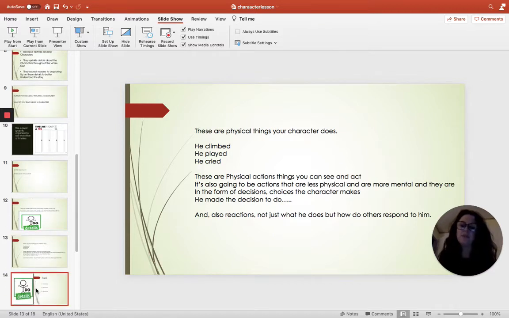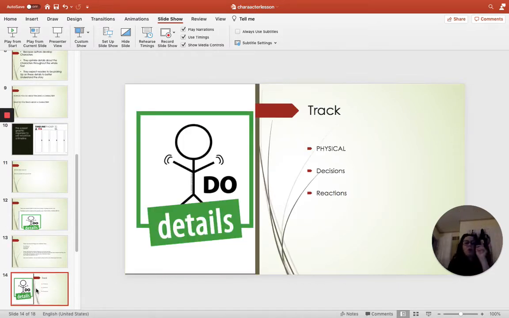Okay, so if that was confusing, let's review it. We're going to track details. We're going to focus on one kind of detail, and that is doing. Action details, do details. We're looking for the physical, what we can see the character doing. We are focusing on the decisions the character makes, and the reactions of others to what the character did. Okay? So those are the three things, the three do's that we will be tracking.